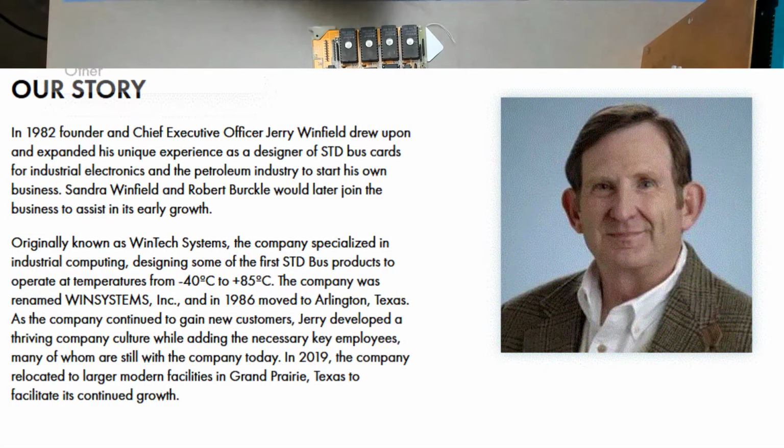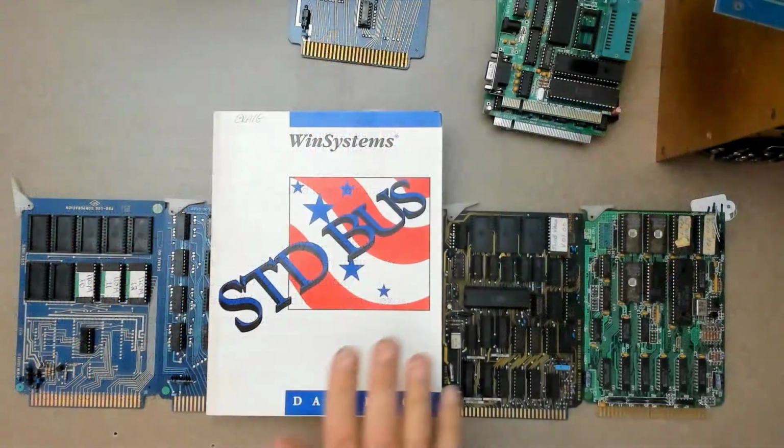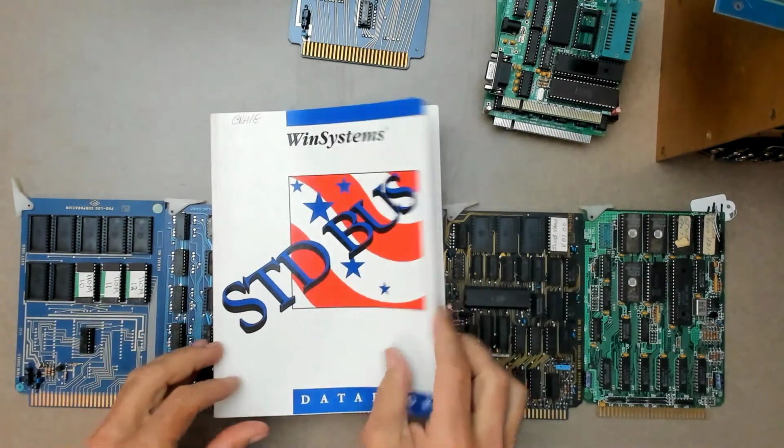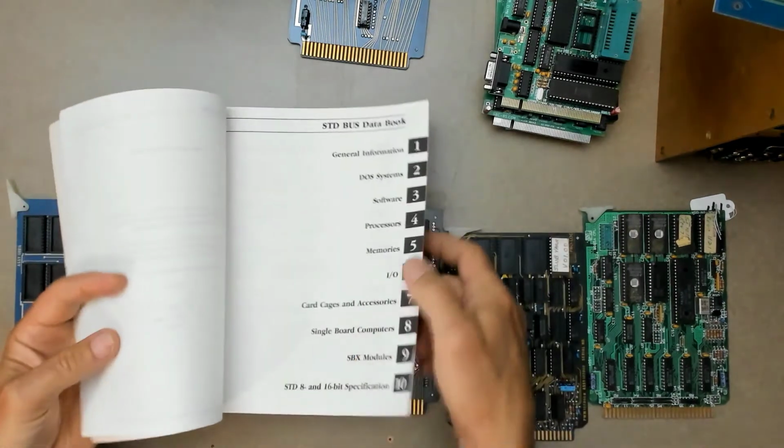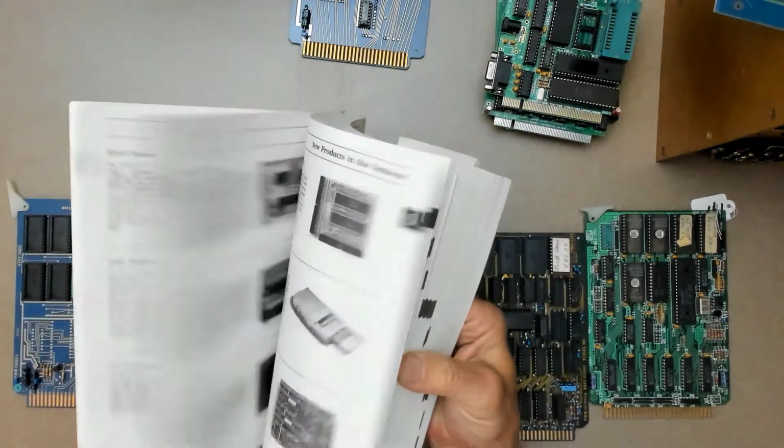Jerry Winfield, who was the original designer of one of the first few Mostek STD boards, left Mostek in the early 80s, maybe 1982 or so, to start his own STD board company called Wintech. So, presumably Mostek was starting to lose interest in STD. Wintech was later renamed to Win Systems, and they were up in the Dallas-Fort Worth area. And Win Systems, of course, became an absolute STD bus powerhouse. They left Mostek in its dust, and also, for that matter, they left Prolog in the dust.